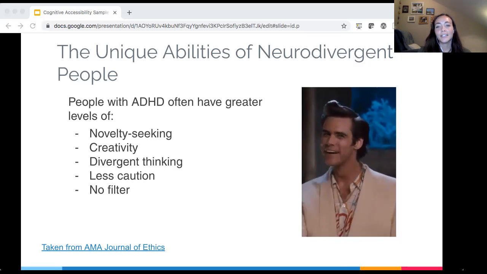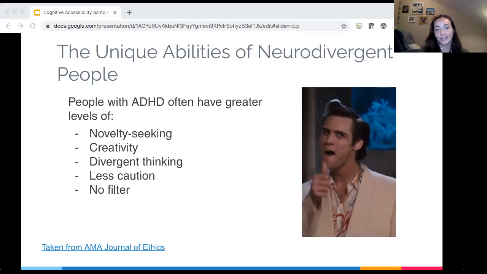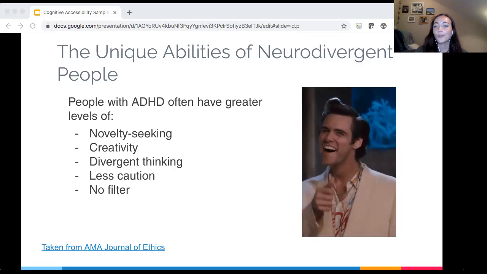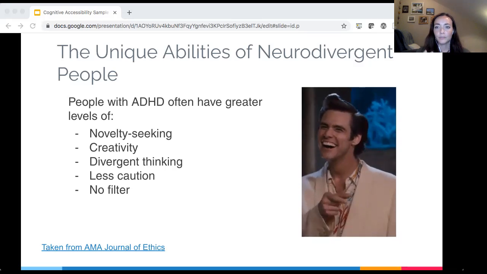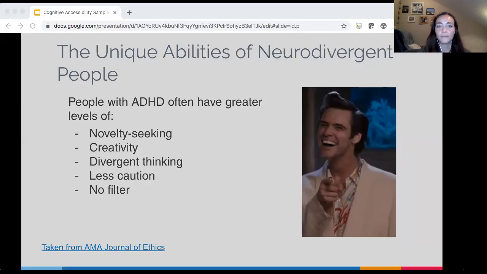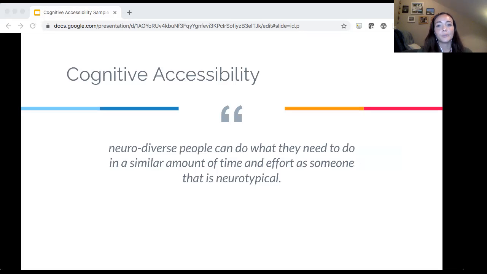And then finally, people with ADHD often have difficulty filtering what they say, which can make for really great comedians. Like, for example, in this slide, there's a GIF of Jim Carrey because he is a person with ADHD. Okay, so hopefully the point of the last three slides was just to give you a more holistic view of who neurodivergent individuals are instead of just this deficit perspective that we often think. So for the rest of this class, we'll be focused on cognitive accessibility, which means that neurodiverse people can do what they need to do in a similar amount of time and effort as someone that is more neurotypical.